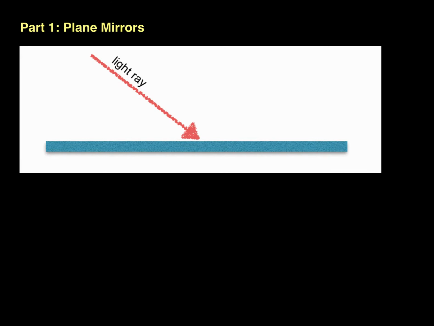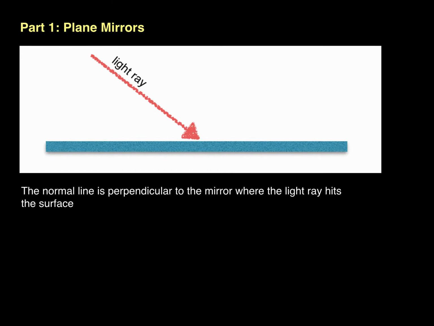Part 1. Plane mirrors. Plane mirrors are flat mirrors. The normal line for a plane mirror is a line we can draw on our diagram perpendicular to the mirror, located where the light ray hits the mirror surface. This is our normal line.